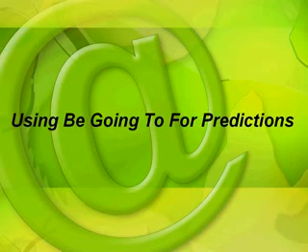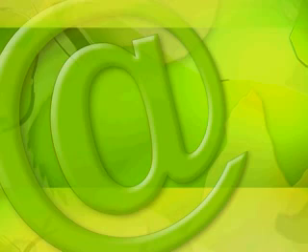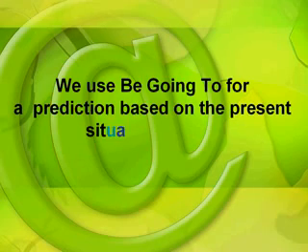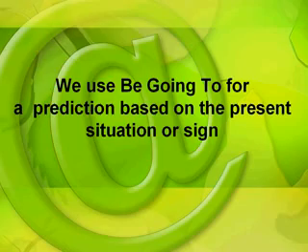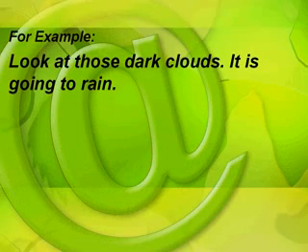Now we look at using be going to for predictions. We use be going to for prediction based on the present situation or sign. For example, look at those dark clouds, it's going to rain. Now you can see that the situation is dark clouds, and then you say that it's going to rain. So your prediction is based upon dark clouds. Your sign and your present situation is those dark clouds.